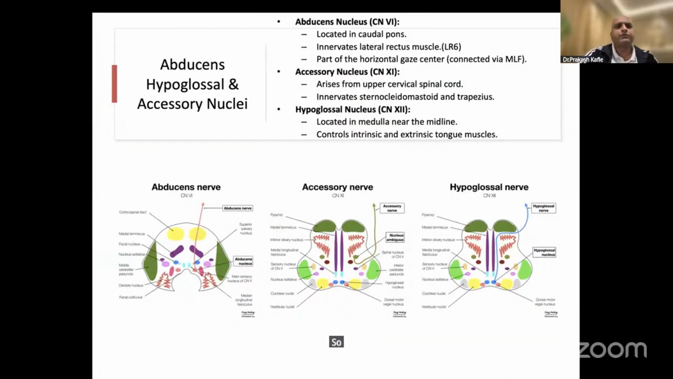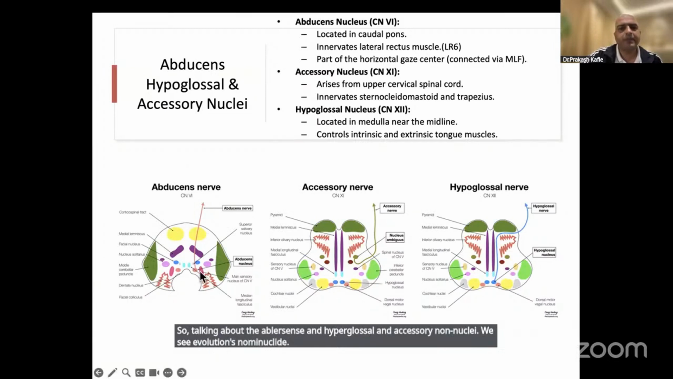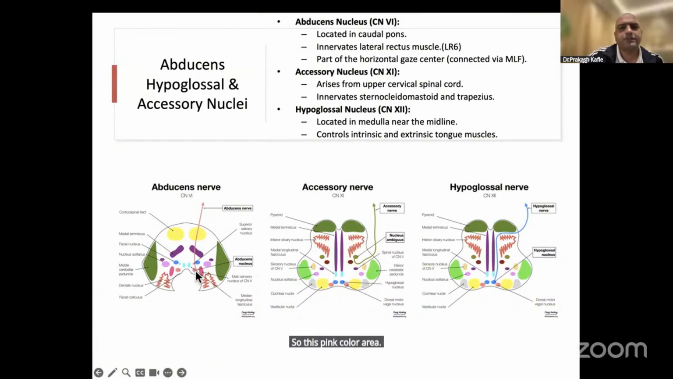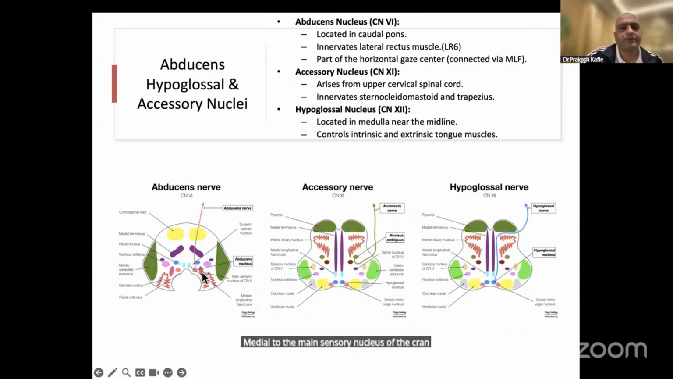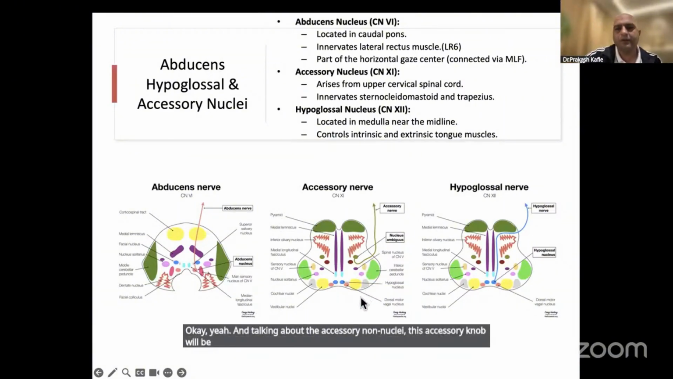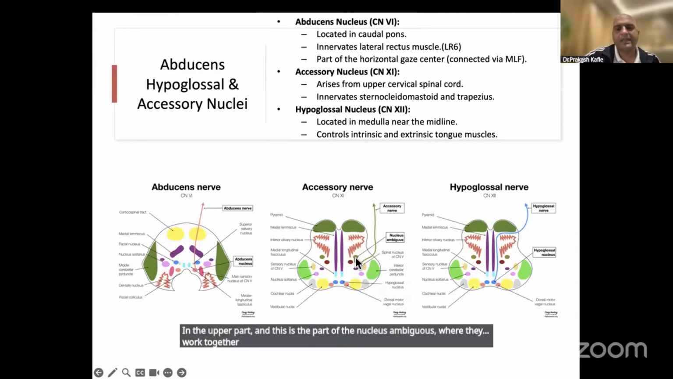So talking about the abducens, hypoglossal and accessory nerve nuclei, we see the abducens nerve nuclei. This pink color area is the abducens nerve. The abducens nuclei will be here, medial to the main sensory nucleus of cranial nerve 5. And talking about the accessory nerve nuclei, the accessory nerve nucleus will be in the upper part of the spinal cord, and this is part of the nucleus ambiguus, where they work together in combination with 9, 10, and 11.